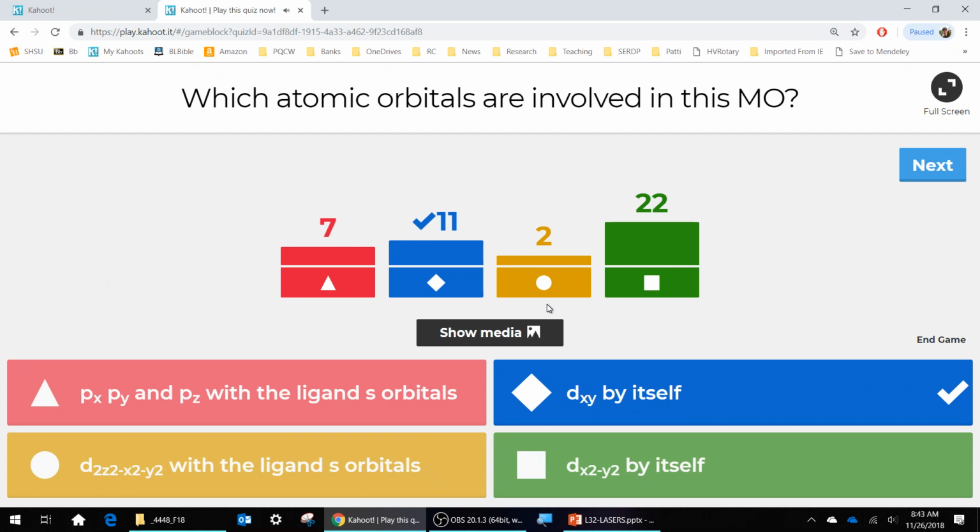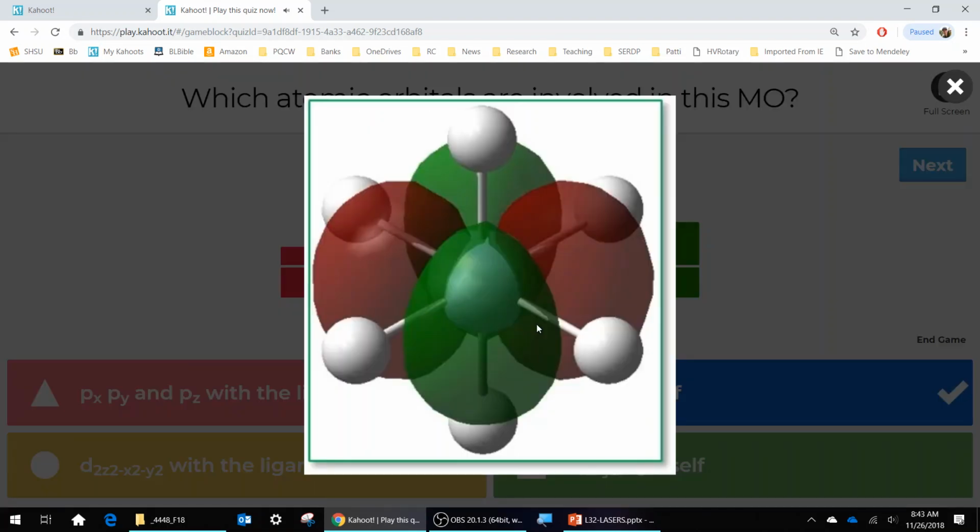Okay, so it could have been this one, but like I said, the axes go along the bonds. So let's say this is the x-axis, and this is the y-axis. Notice the lobes are in between. So it would be the dx times y.